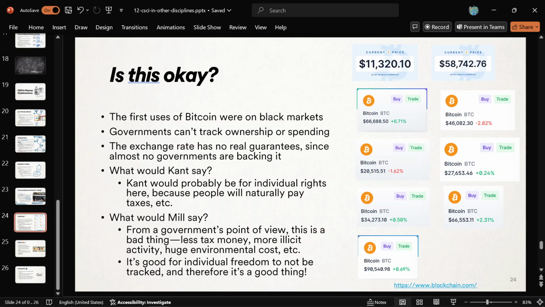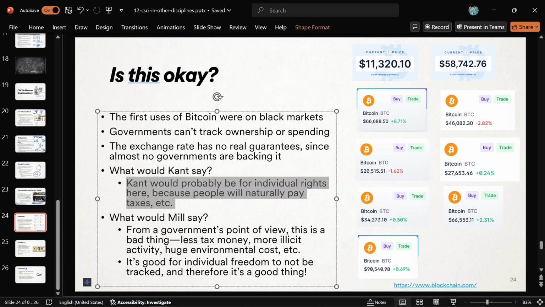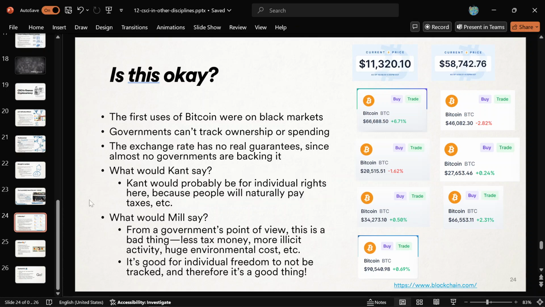So yeah, let's ask our boys at least. What would they maybe say about this stuff? Is it okay to use Bitcoin even if it's being used for bad things, even if there are some downsides? There are also upsides. I would say that Kant, because he likes individual rights, would say, you know what, I trust people should always be paying taxes. I trust people to do the right thing with their Bitcoin account, so I think it should be okay for us to have it.